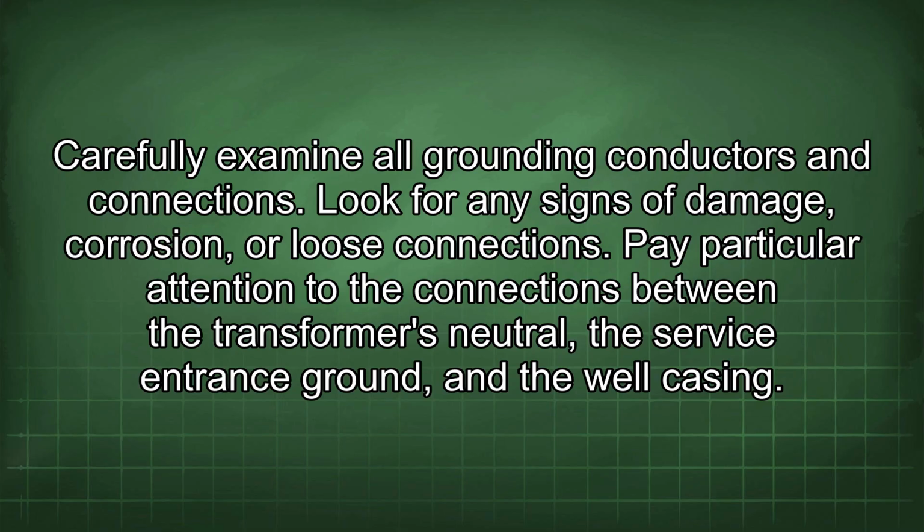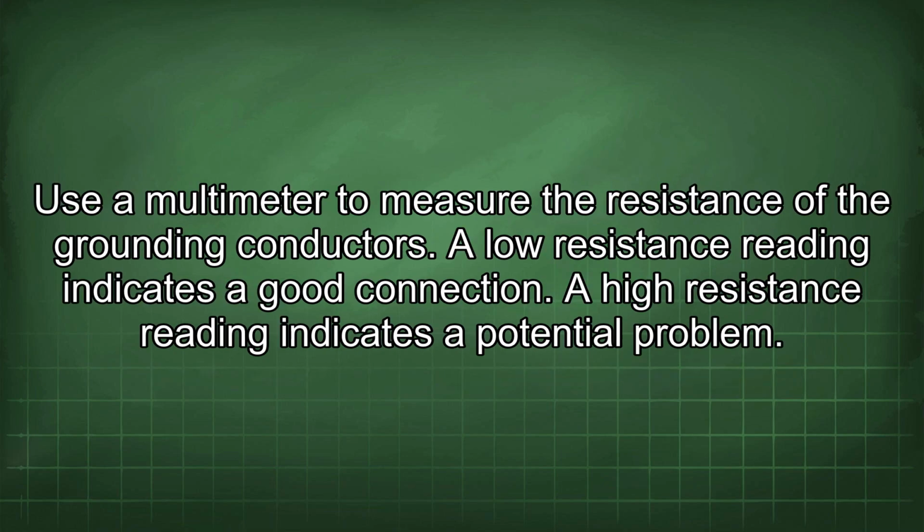Look for any signs of damage, corrosion, or loose connections. Pay particular attention to the connections between the transformer's neutral, the service entrance ground, and the well casing. Use a multimeter to measure the resistance of the grounding conductors. A low resistance reading indicates a good connection. A high resistance reading indicates a potential problem.